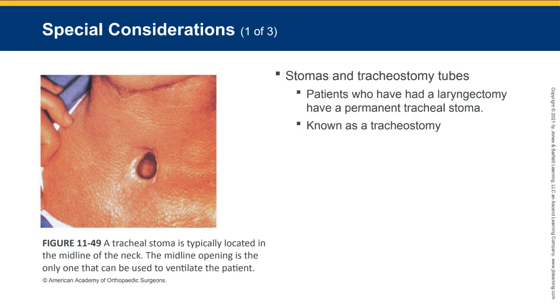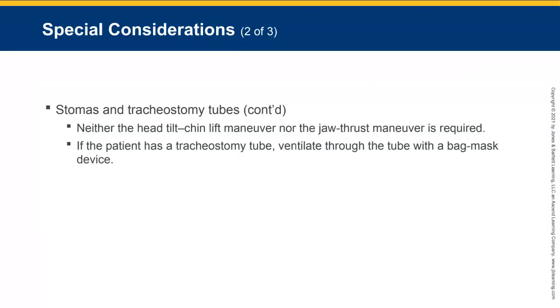Now, special considerations: stomas and tracheostomy tubes. Patients who have had a laryngectomy have a permanent tracheal stoma, known as a tracheostomy. Neither the head tilt chin lift maneuver nor jaw thrust is required for these patients. If the patient has a tracheostomy tube, ventilate through the tube with a bag mask device.